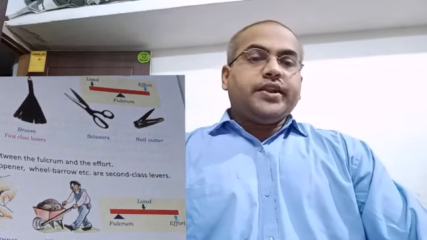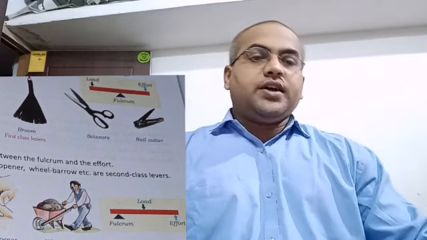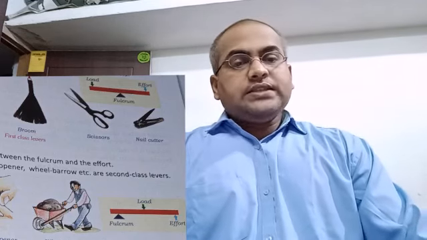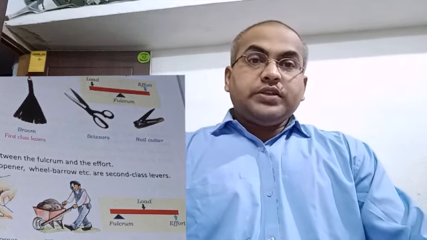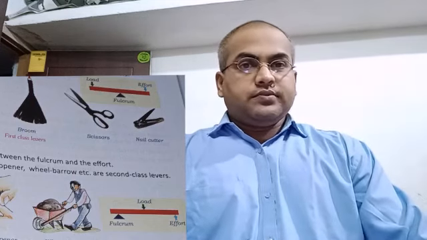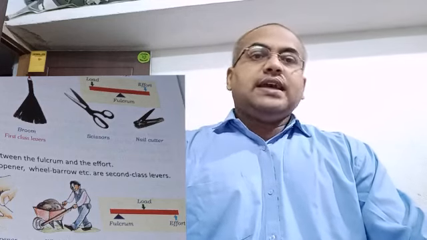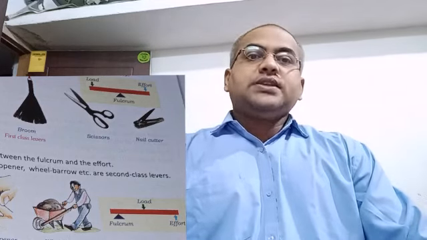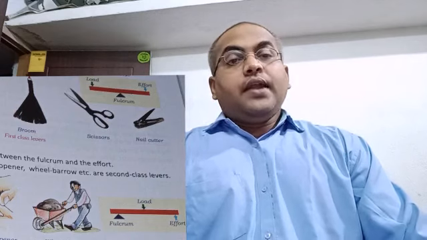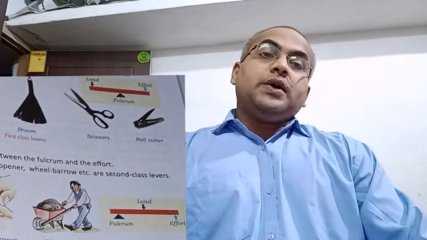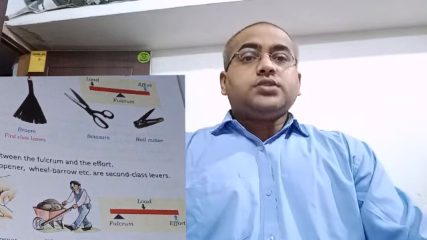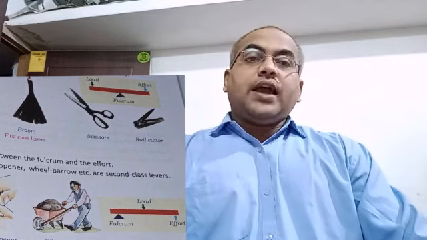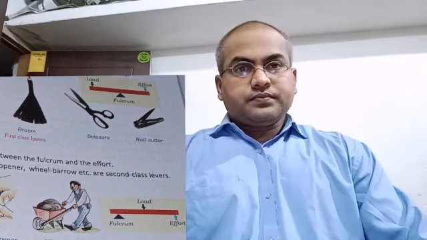Next question, what is a wedge, on which principle does it work? A wedge has two inclined or sloping surfaces joined together. Example is axe. Axe is the best example of a wedge. And wedge works on the principle of an inclined plane.